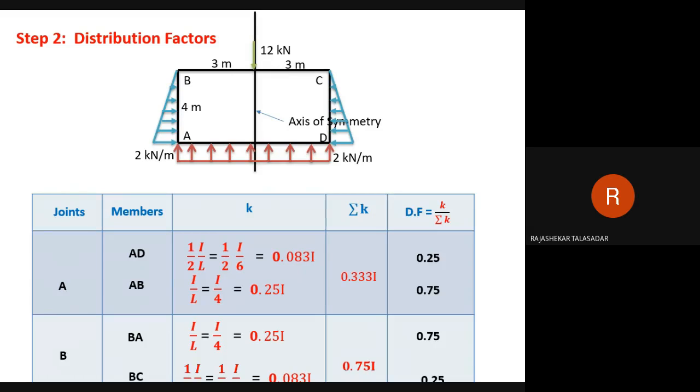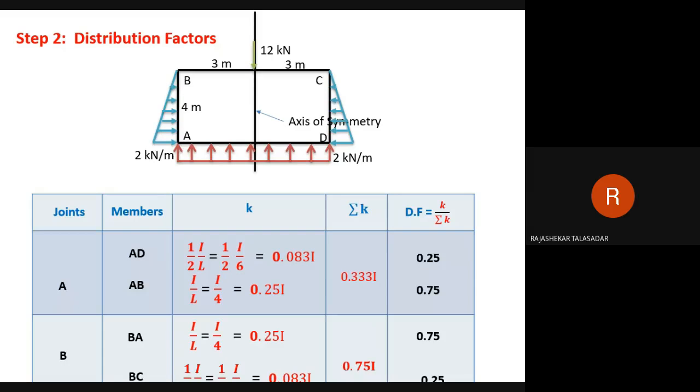Yes, is there any confusion in calculating distribution factors? If you are getting confused, please ask me. Hello? No, sir. Okay. Anybody else? Others have perfectly understood. Okay.